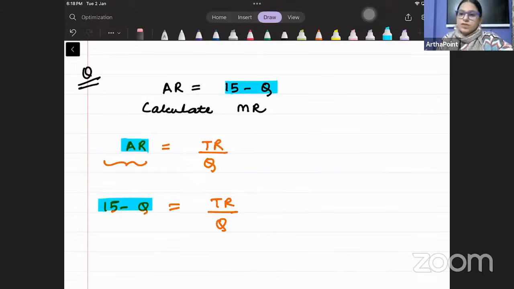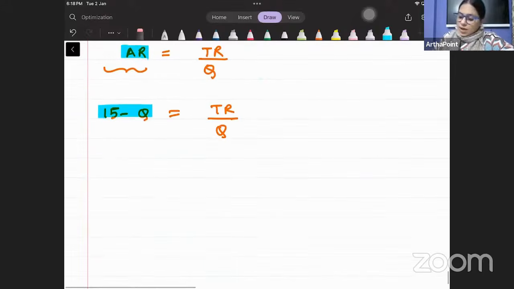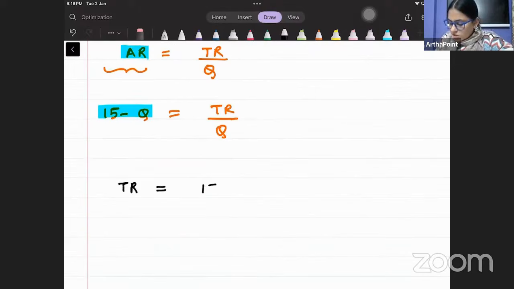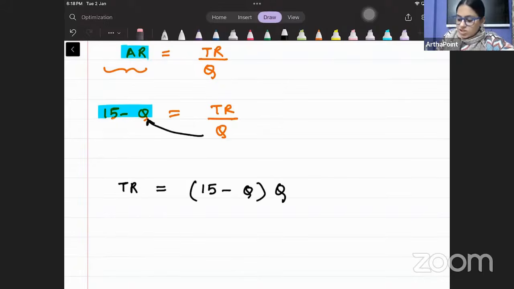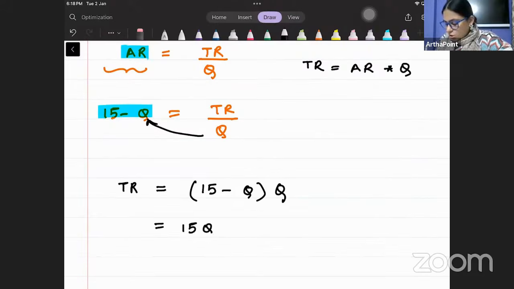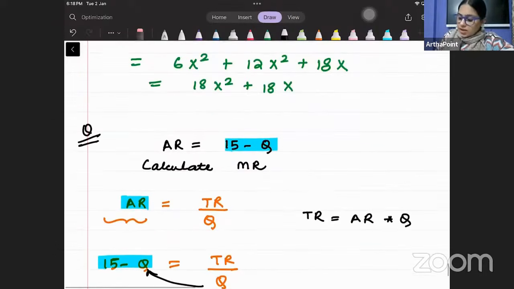और एवरेज रेवेन्यू की जगह पे मैंने 15 - Q रिप्लेस कर दिया है। अब बेटा यहां से अगर मैं टोटल रेवेन्यू निकालना चाहूं तो वो क्या निकल जाएगा? 15 - Q इंटू Q, ये Q यहां चला जाएगा, तभी तो टोटल रेवेन्यू निकलेगा। सो टोटल रेवेन्यू विल बी नथिंग बट एवरेज रेवेन्यू इंटू क्वांटिटी। ठीक है बेटा, तो ये हो जाएगा हमारा 15Q - Q², ये हो जाएगा टोटल रेवेन्यू। बेटा क्वेश्चन में क्या पूछा गया है?